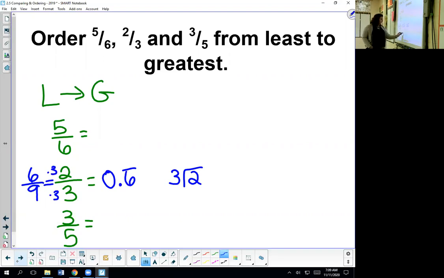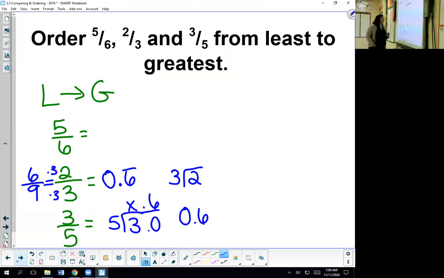Okay, 3/5. Some kids go, okay, I'll divide. 3, 5 doesn't work. Add a decimal, raise it up, add a 0. By the way, we've already done this one as well in a previous example. I get 6, so 0.6, but it stops. So this one is 0.6, not repeating.